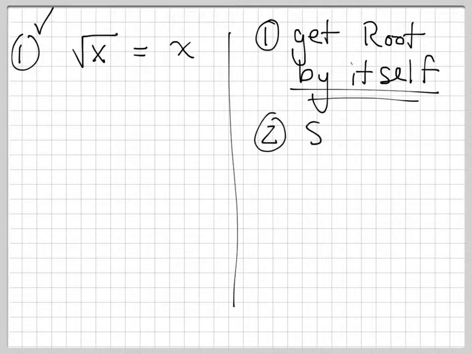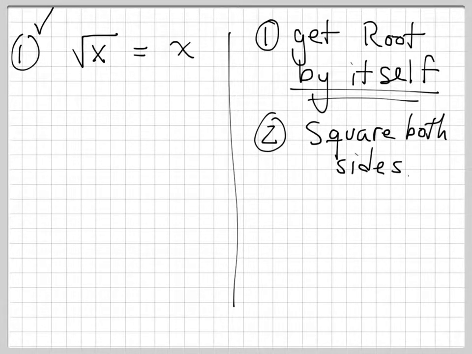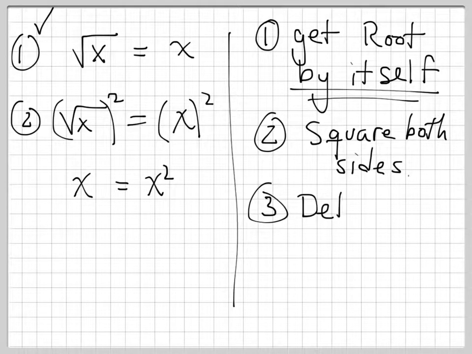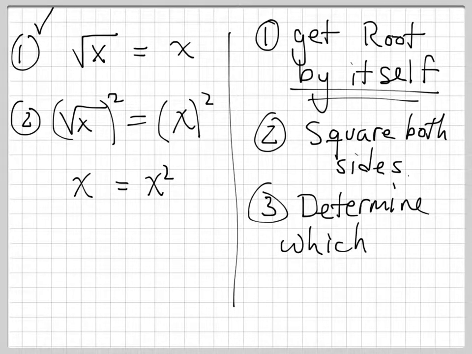Step 2: square both sides. So step 2 says take radical x, square it, take x, square it, and then what we're going to get is that x equals x squared. Step 3: you need to determine which technique will isolate x.